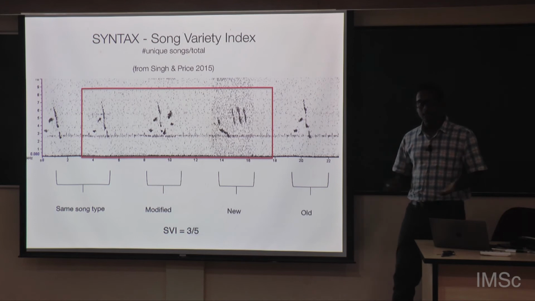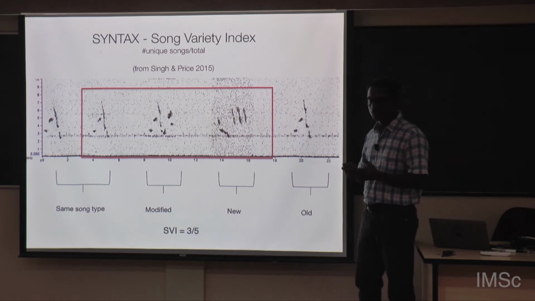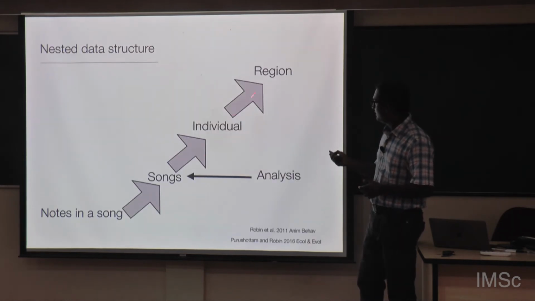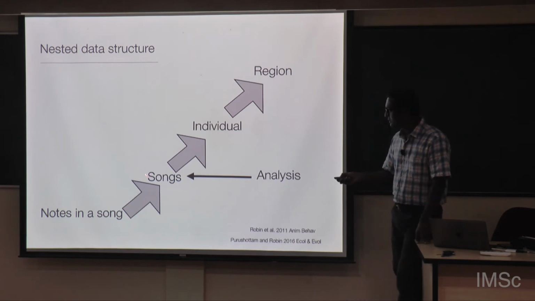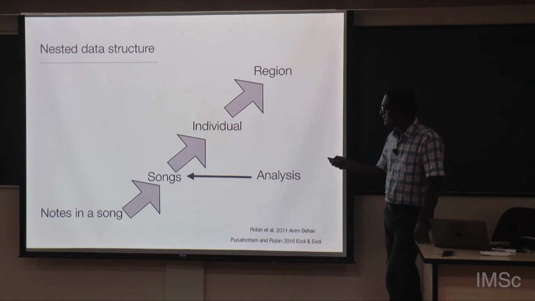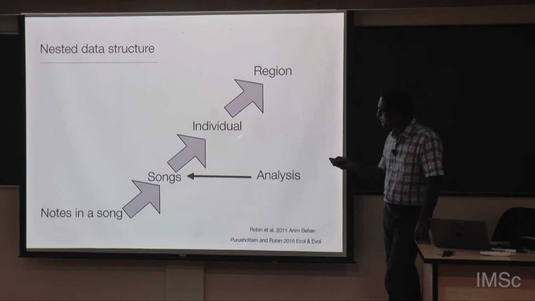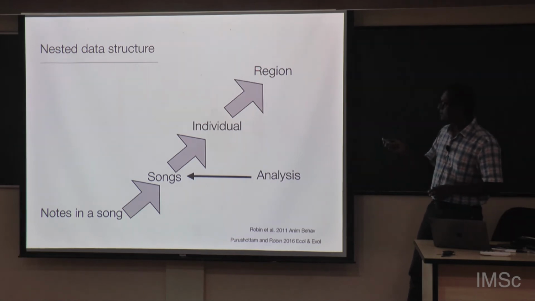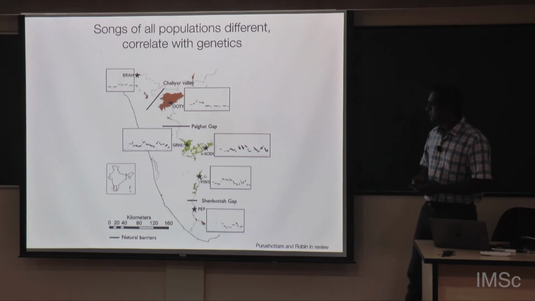So now that we had all of this, we then did some statistical analysis to understand how these populations are different. And our data has a nested structure. So there were several notes in a song, several songs at the level we did the analysis, and we had many individuals for which we had collected songs, and several individuals of every region. So we were trying to compare different regions, okay? So that is basically our study design.